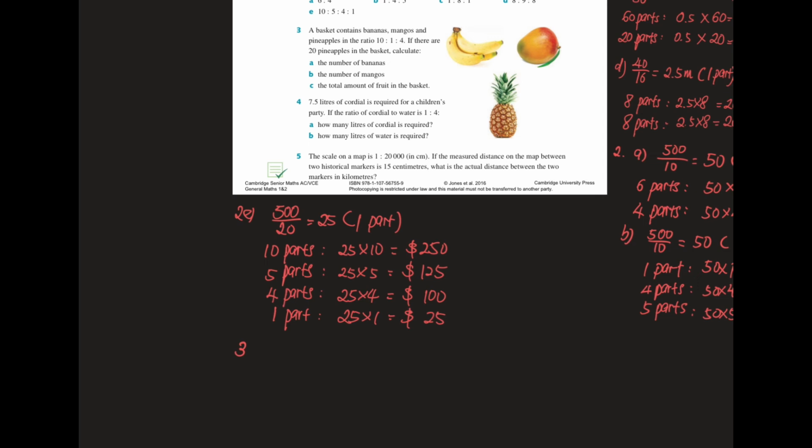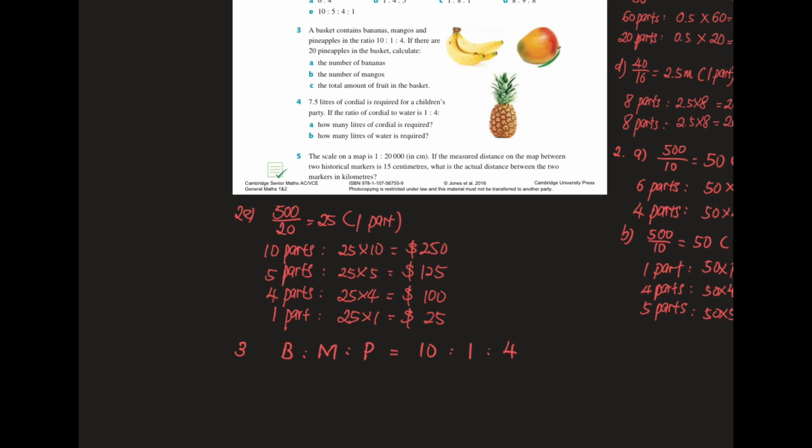So we can do question 3 in this way. First they give us the ratio of bananas to mangoes to pineapples, which is 10 to 1 to 4. So that is the ratio given. And now they give us one important piece of information: there are 20 pineapples in the basket. Pineapples, the last one, there are 20 of them. So we have to think about it in this way.